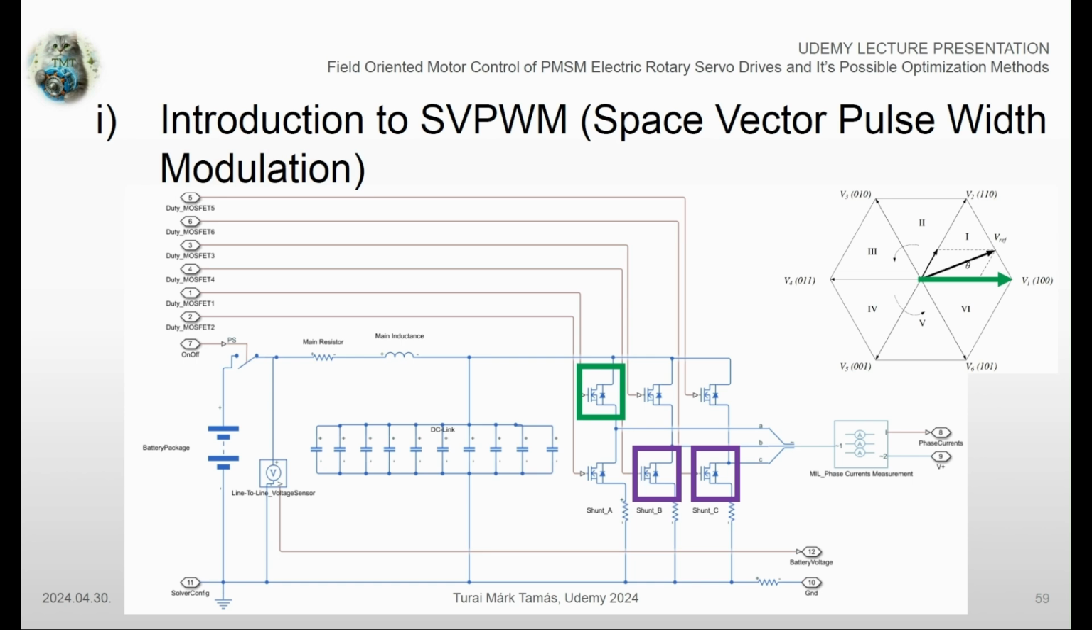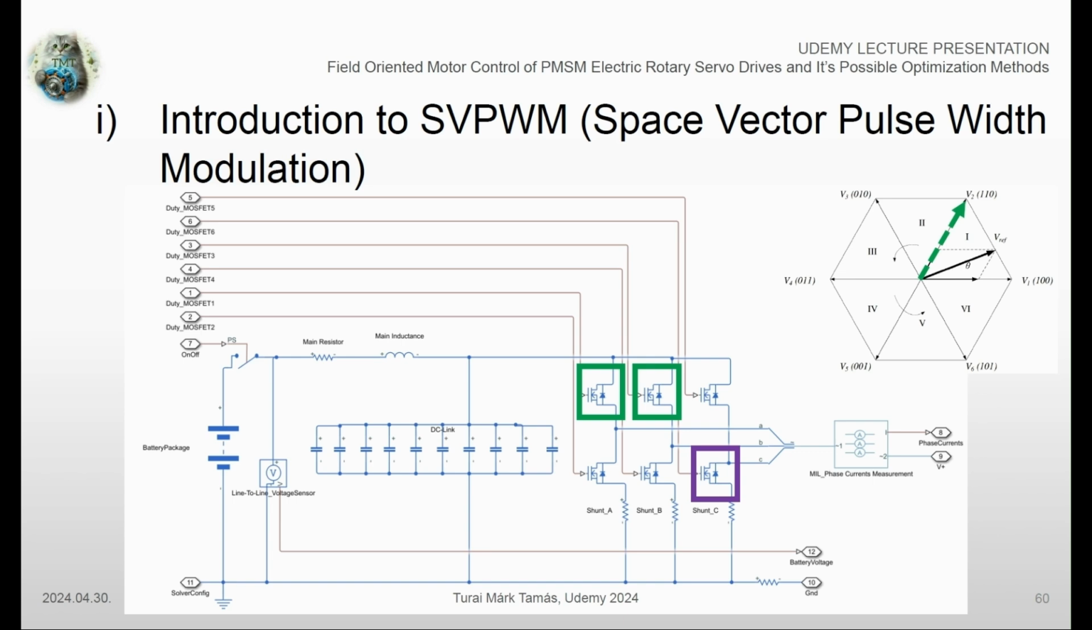In this case, the A phase is being excited with DC link voltage value, while the B and C phases are being pulled down to the negative terminal of the battery package. As you can see on the graphical vector representation, the numbers next to the V1 vector are 1, 0, 0. This means that phase A is being pulled up to DC link potential, while phase B and C are connected to the negative terminal of the voltage source.